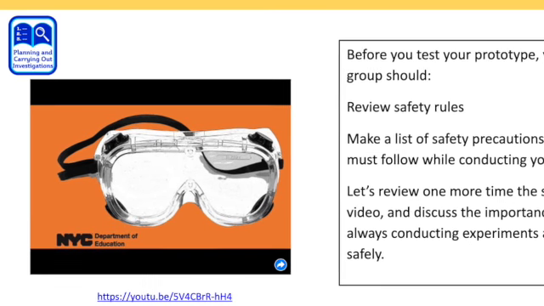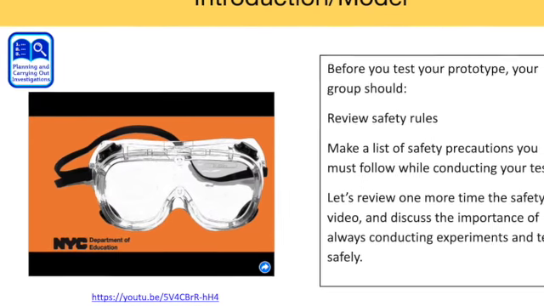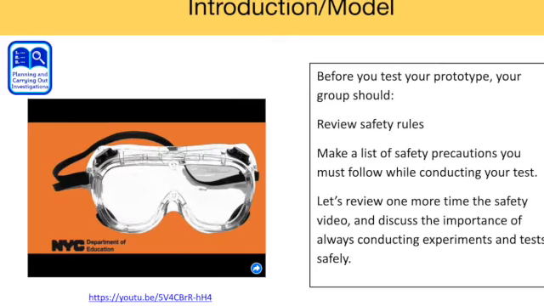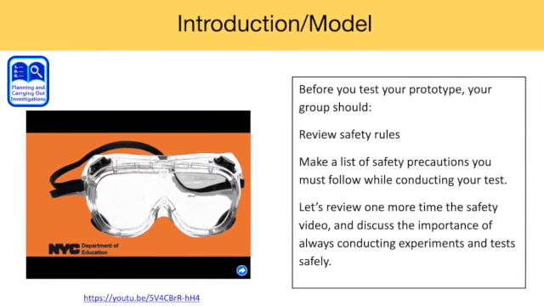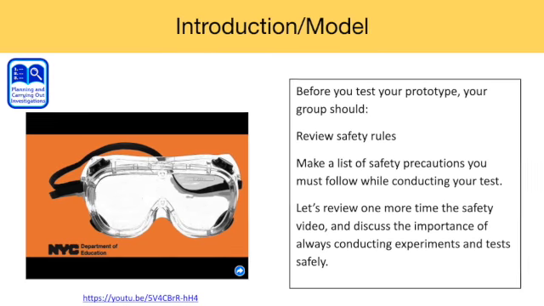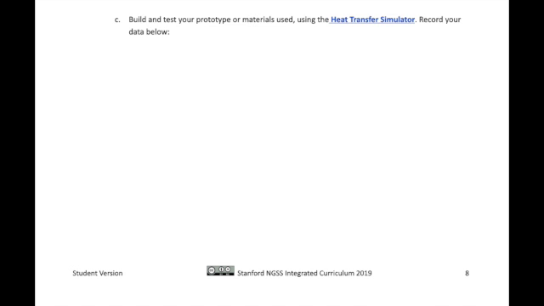Review the excellent safety video from Task 4 with your students. Each group must review safety rules and make a list of safety precautions specific to their own prototype test before they can perform their experiments. After reviewing their experiment design and procedure, students should build their prototypes, then perform their test to collect data. All of their data should be recorded and organized at the bottom of page 8 in the student handout.